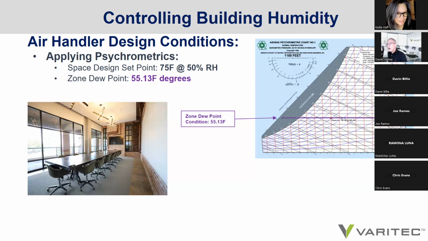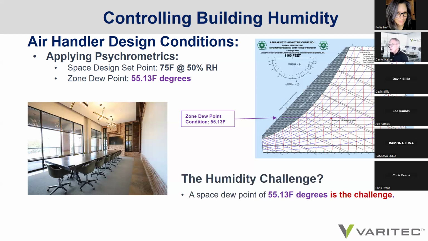But anyway, let's look at the actual zone dew point at 75 degrees, 50% relative humidity. It's 55.13 degrees, the space condition, and that is the dew point. So the humidity challenge is a dew point temperature in the space of 55.13 degrees.